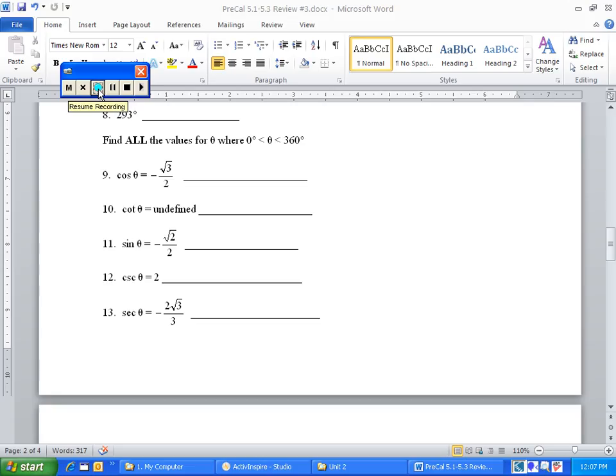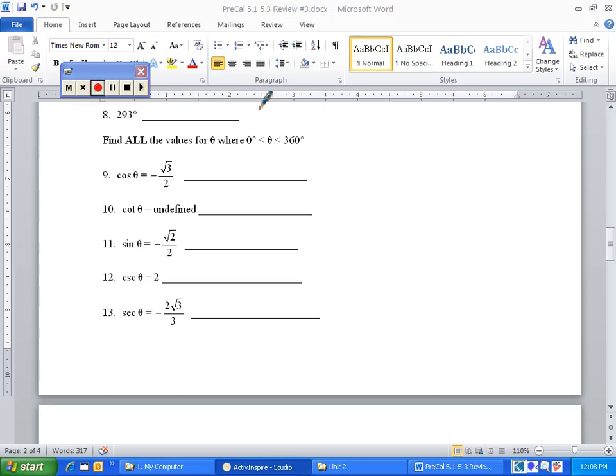Okay, the next one says 293. 293 is in the third quadrant. So I'm going to take, well actually it's in the fourth quadrant because 293 is right here. So I'm going to do 360 minus 293 because that's the rule for the fourth quadrant. And I wind up getting 67. So 67 is in between 0 and 90.